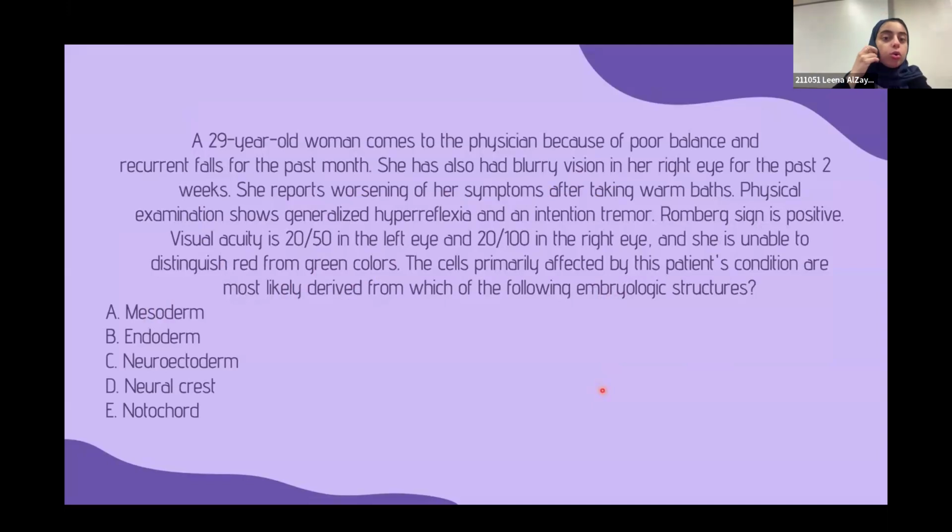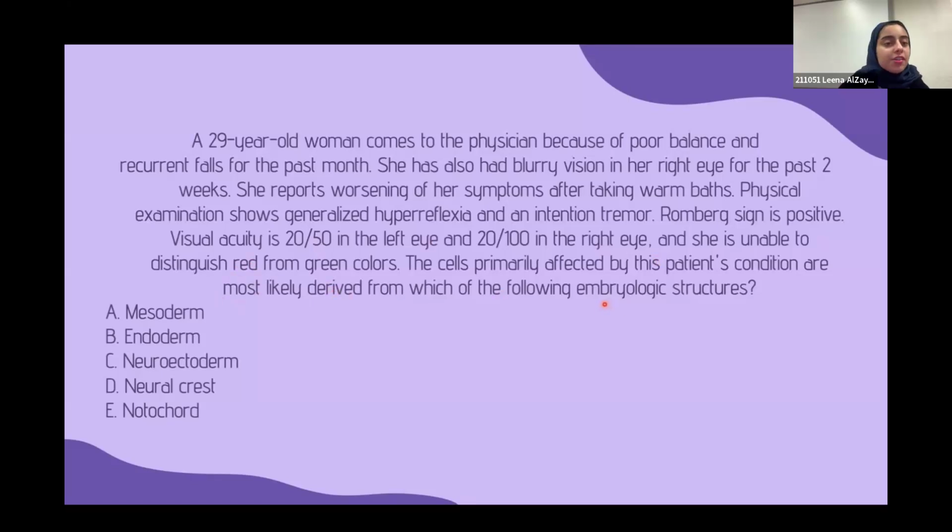A 29-year-old woman comes to the physician because of poor balance and recurrent falls for the past month. She also has blurry vision in her right eye for the past 2 weeks. She reports worsening of her symptoms after taking a warm bath. Physical examination shows generalized hyperreflexia and intention tremor. Romberg sign is positive. Visual acuity is 20/50 in the left eye and 20/100 in the right eye, and she is unable to distinguish red from green. The cells primarily affected by this patient's condition are most likely derived from which of the following embryological sectors?